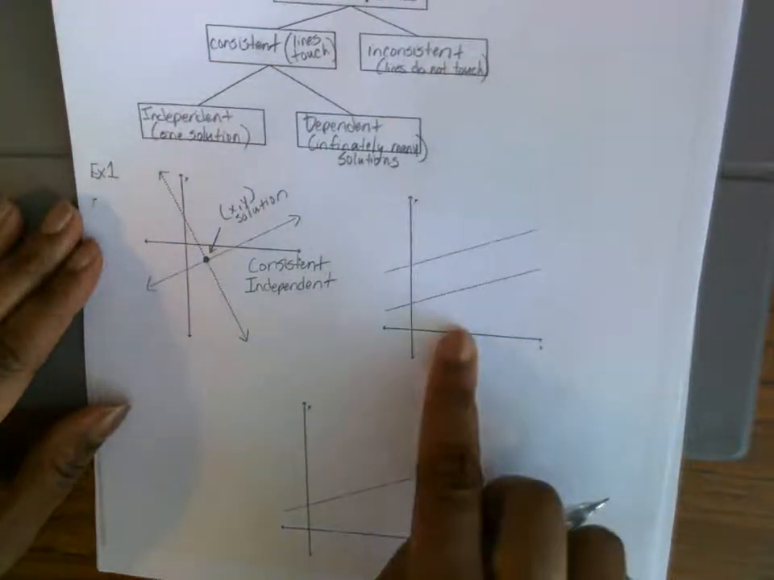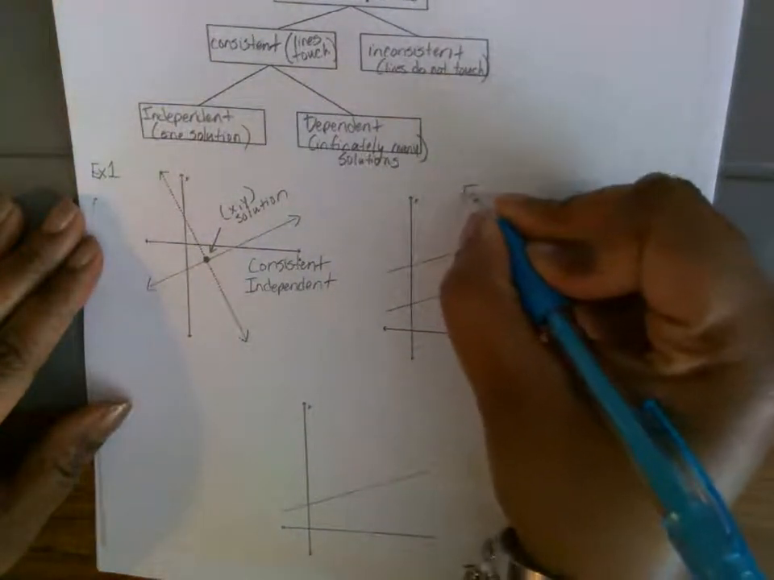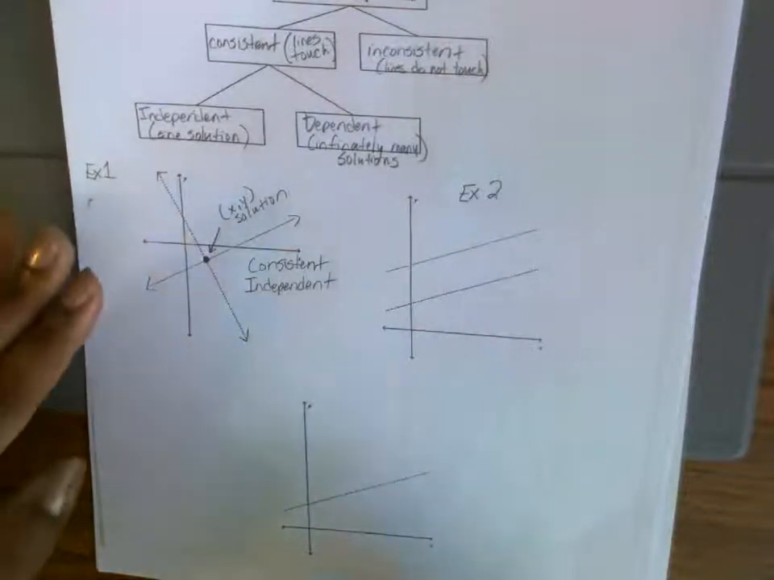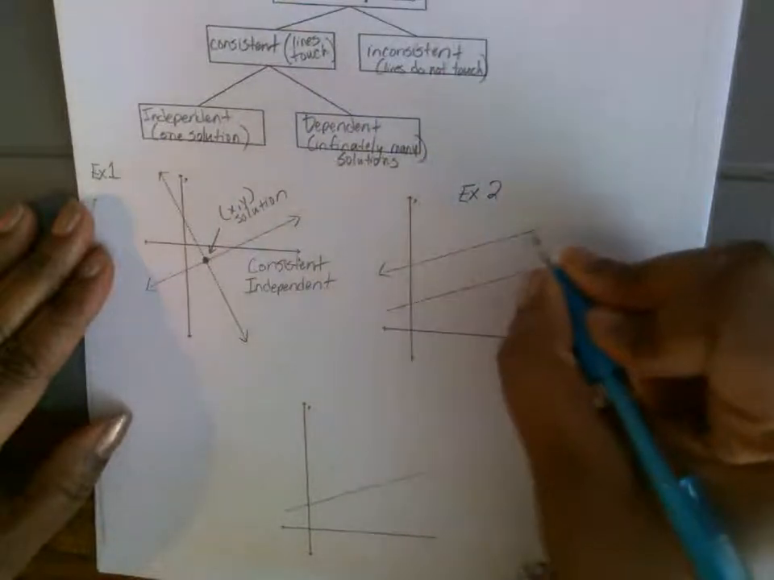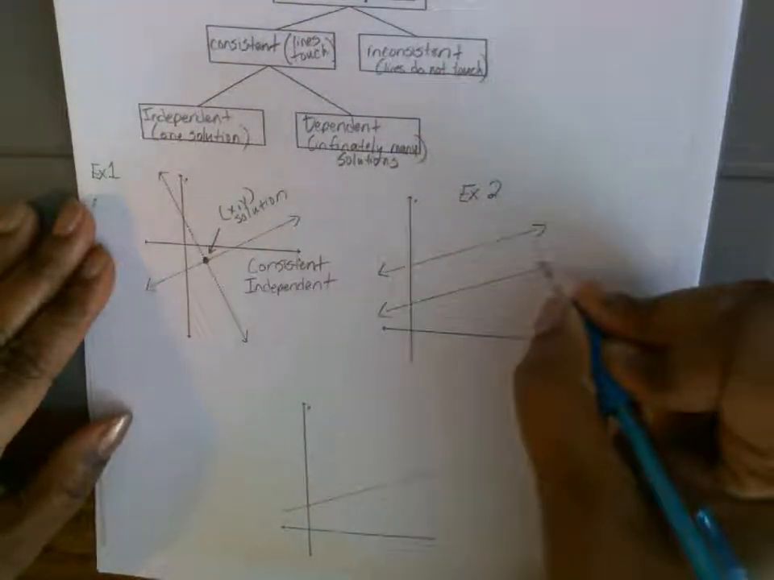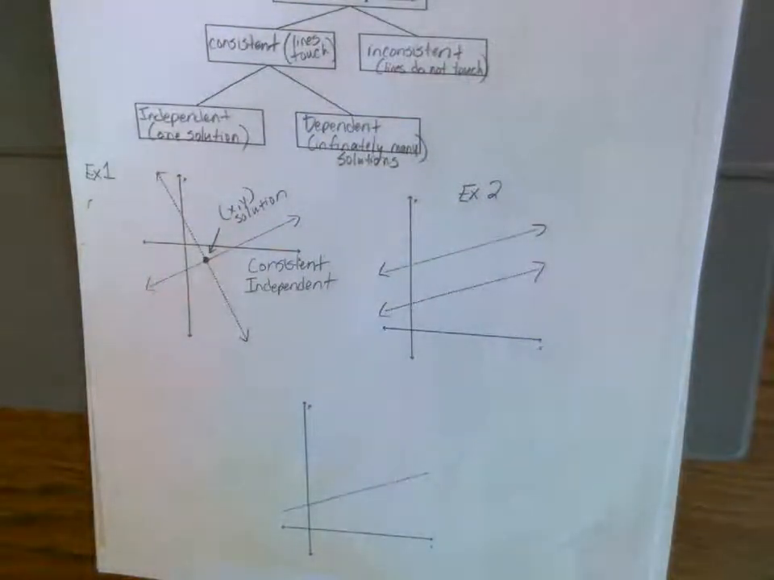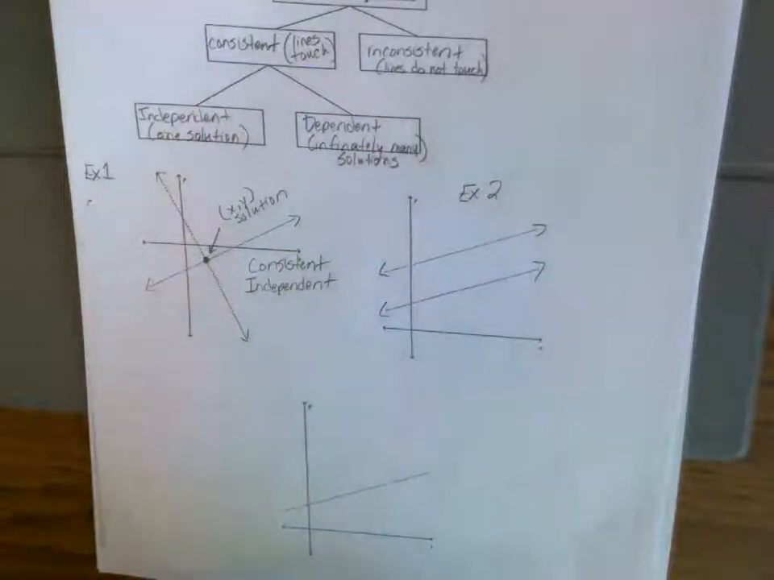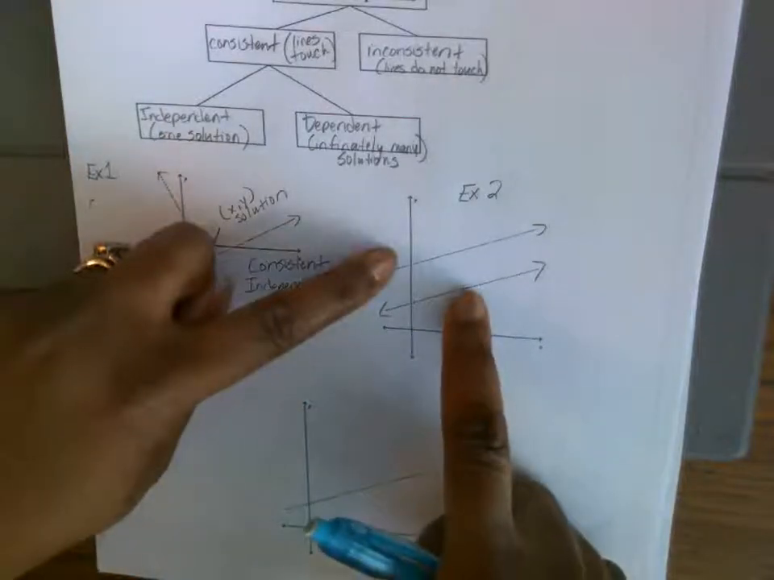Example number 2. You have 2 lines, and I'm putting arrows at the end of the lines because they're not line segments. They're lines that continue on forever. You have 2 lines that never touch each other. They're parallel. That means they have the same rise over run. They have the same slope.